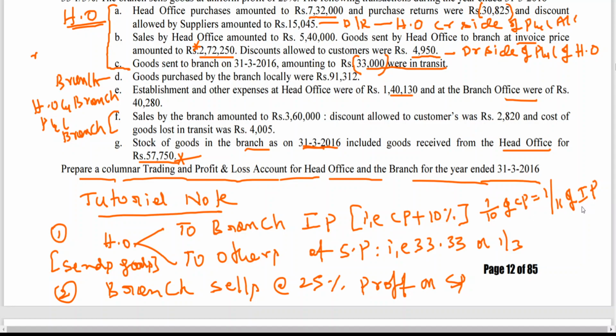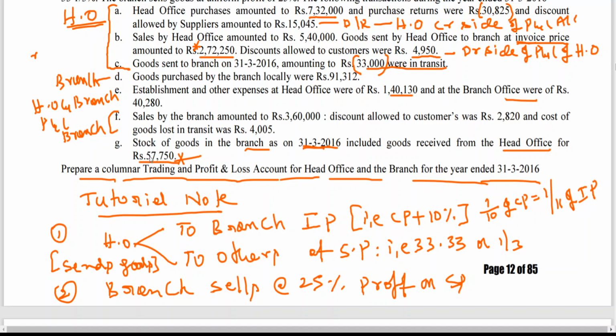Because if I want to find out the profit, head office has profit on two things. One is by dispatching goods to branch, one is by dispatching goods to others. I hope you all are following. Head office is getting profit on two occasions. By sending goods to branch at cost price, the percentage has been given. If you want to find out the profit, the CP has to be converted into IP, because the goods sent by head office to branch have been given at what price, my dear friends? At invoice price. But we got the information of CP. I'm converting this into invoice price.